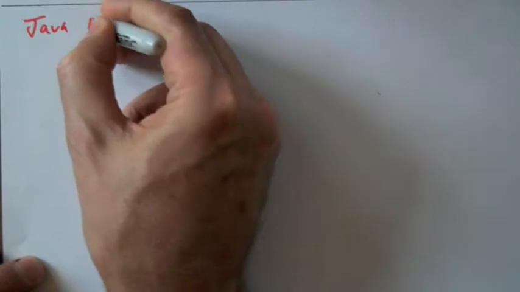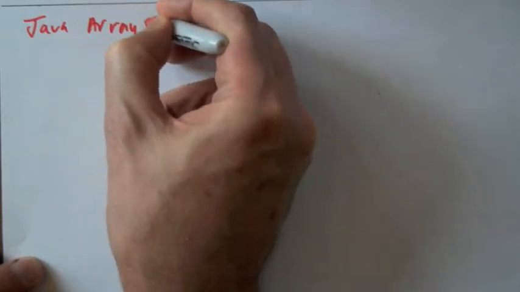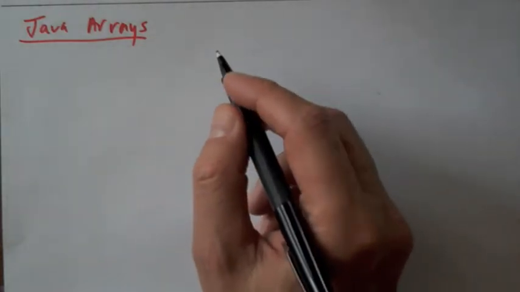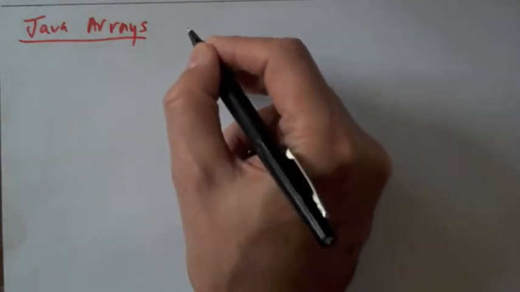Okay, in this video I'm going to cover Java arrays. Now, arrays are an older data structure that were around long before Java was around, and because of that, their syntax is a little bit different than normal Java objects and classes. So this is how they work.